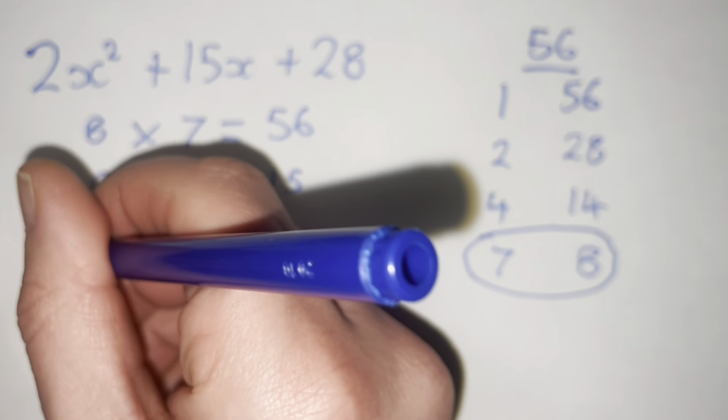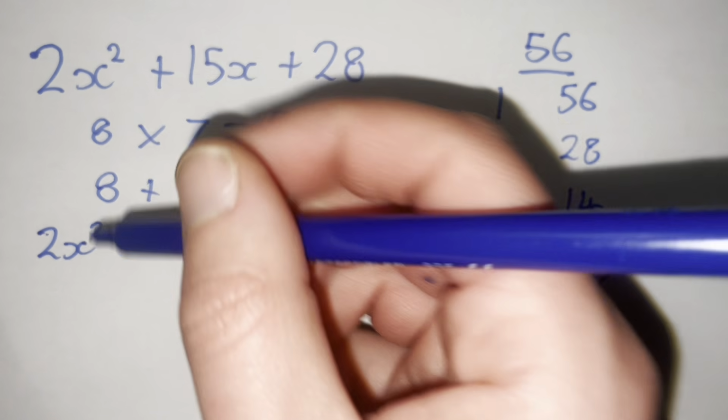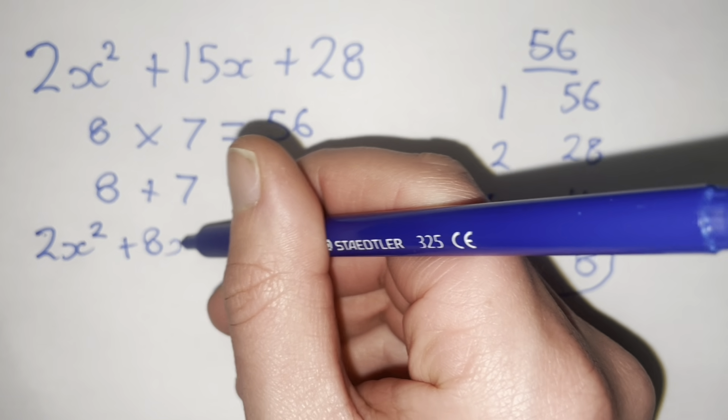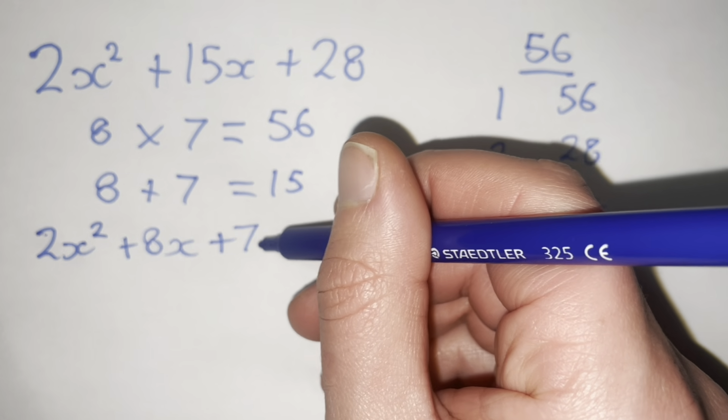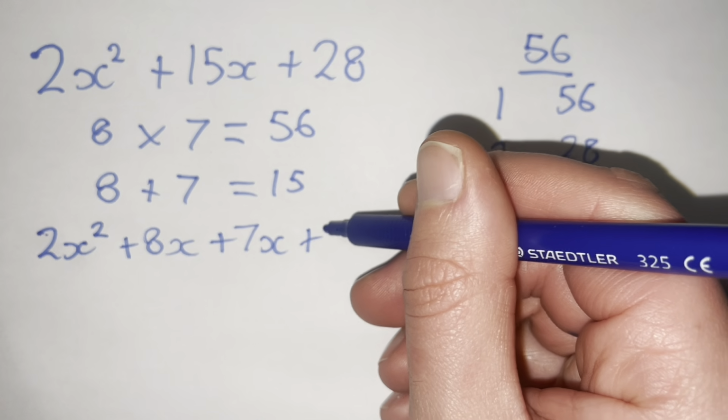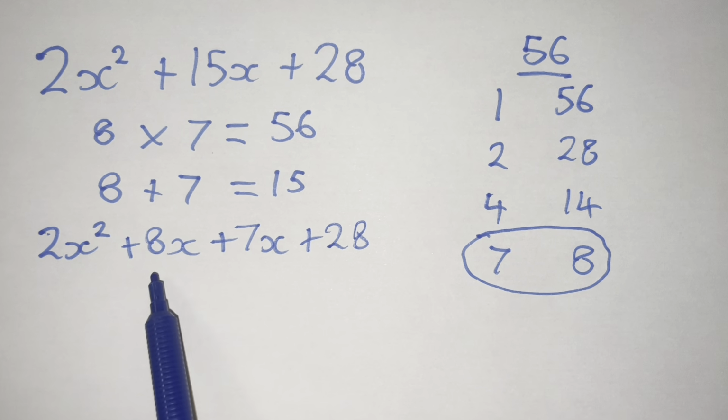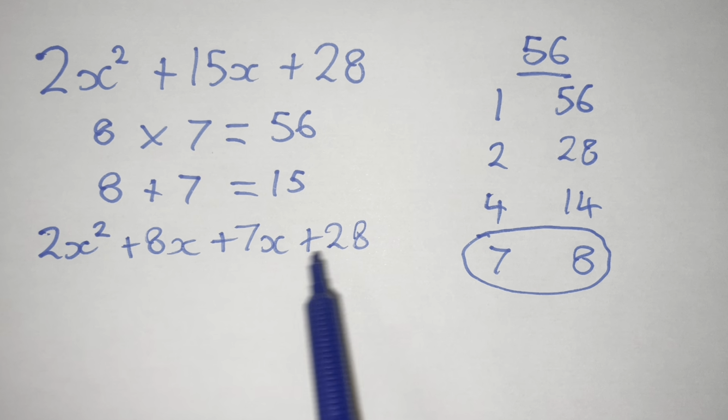2x squared plus 8x plus 7x plus 28. And we see that these two x terms here would add together to make the 15x we started with. Now I'm going to factorise my first two terms and then factorise my third and fourth term. I'm going to do those separately.